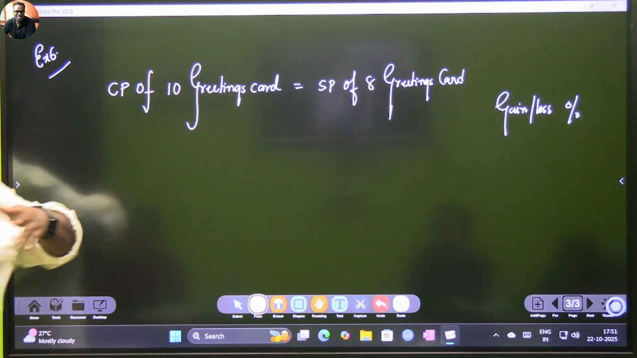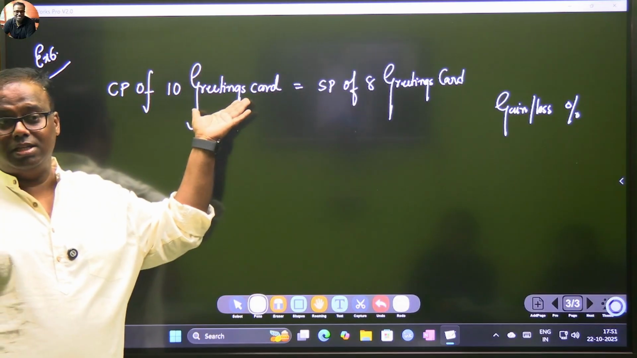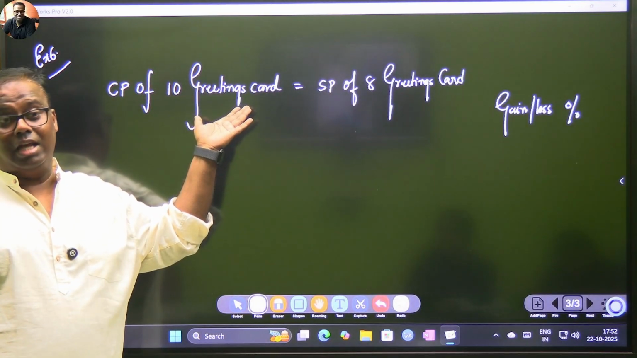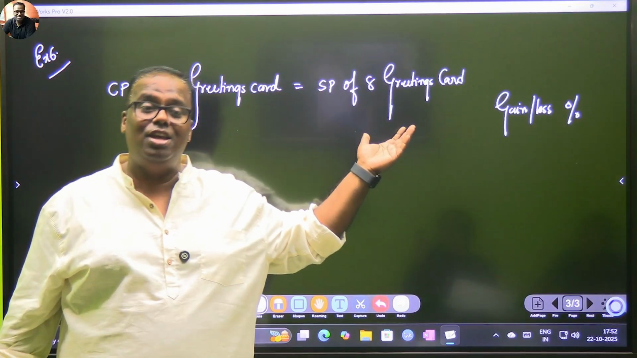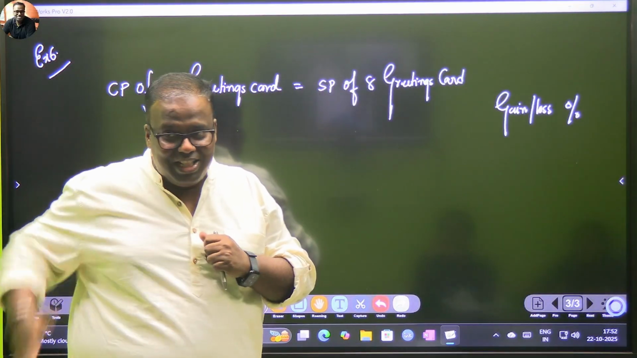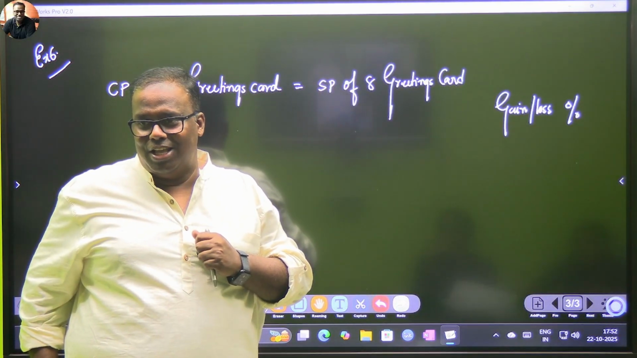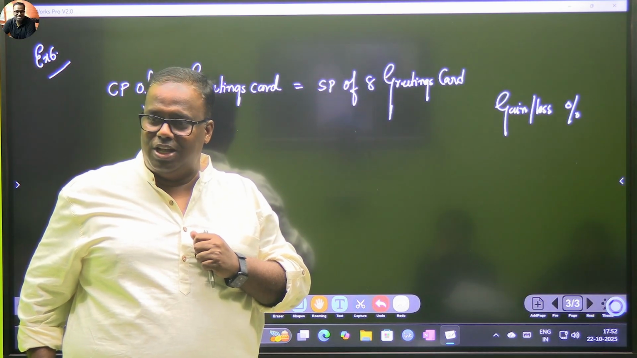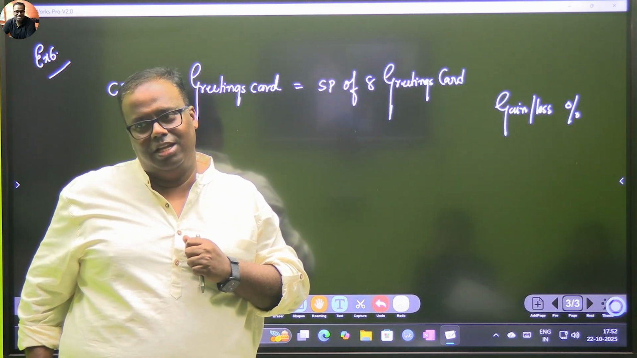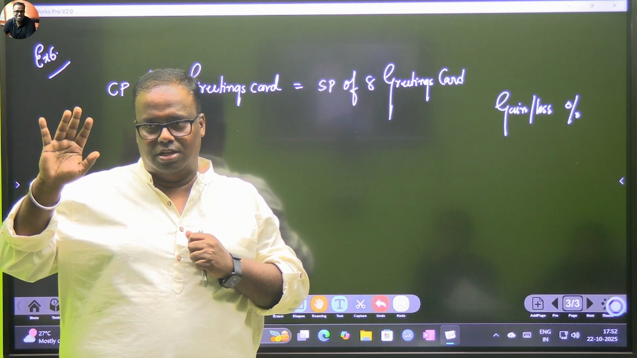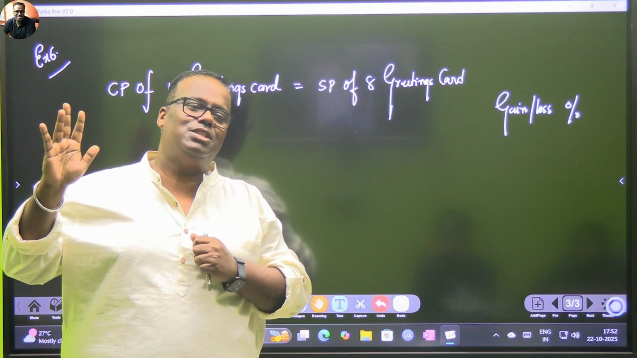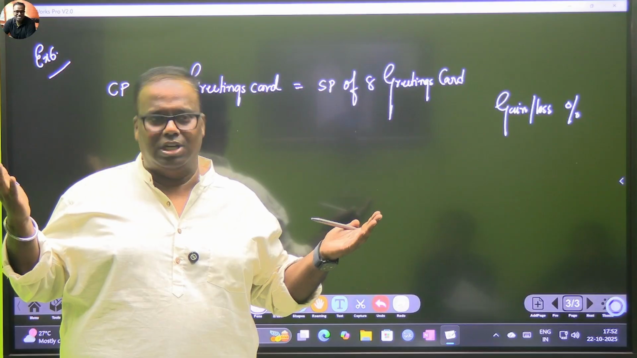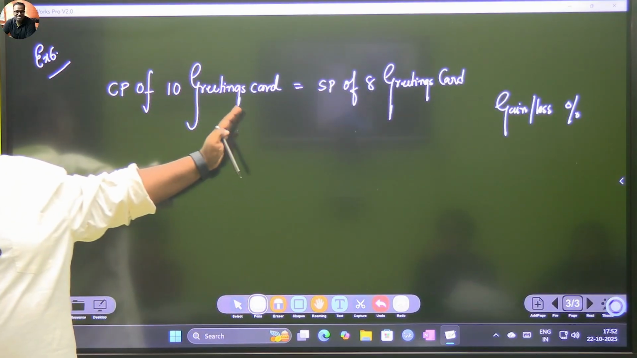See, how many greetings cards did I buy? 10. And I recovered the cost of 10 greetings cards by selling only 8. 2 are still there with me. So whatever I spent, have I recovered it? Done. These 2 also I will sell, I won't give them to somebody else. So whatever I sell these 2 for, everything is profit. Agreed? So this problem straight away is a problem of profit.